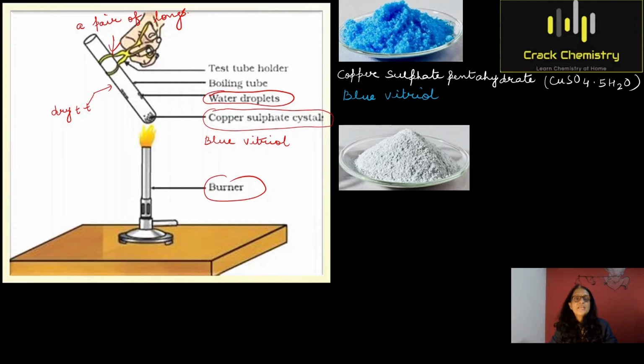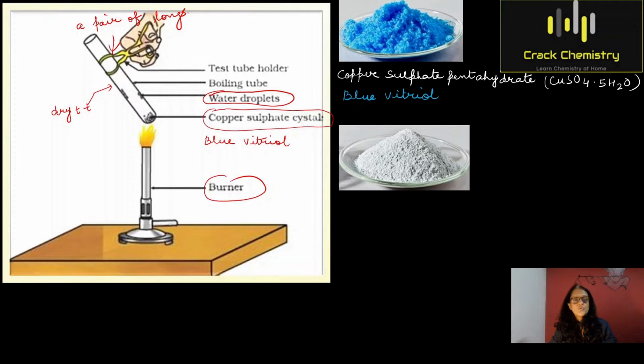Now I'm going to give the answer to the second question. The second question was related to the color. After heating, you have seen that the color changes from blue to white. Why does the color change from blue to white? The color changes because the 5 water molecules associated with blue vitriol are lost after heating. So the hydrated copper sulfate was converted into anhydrous copper sulfate.